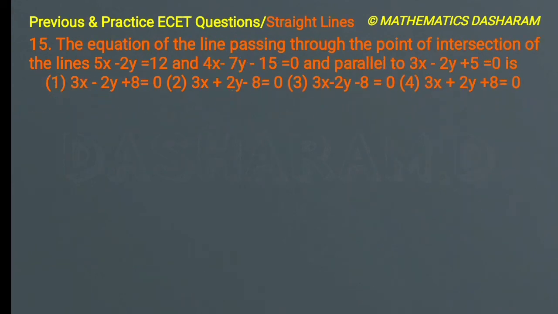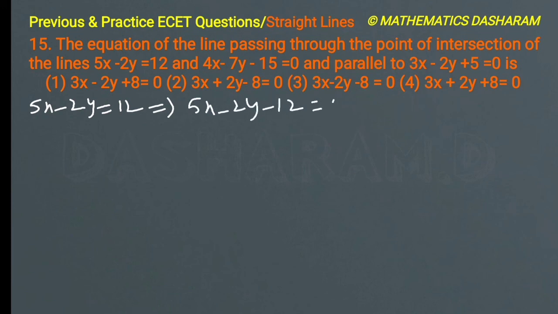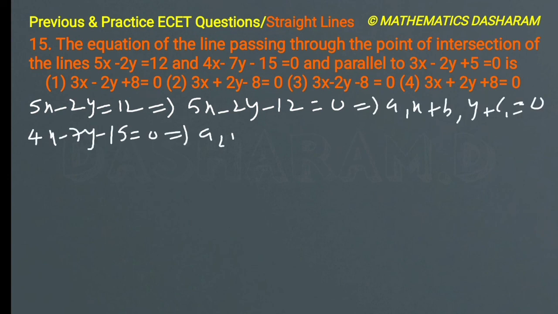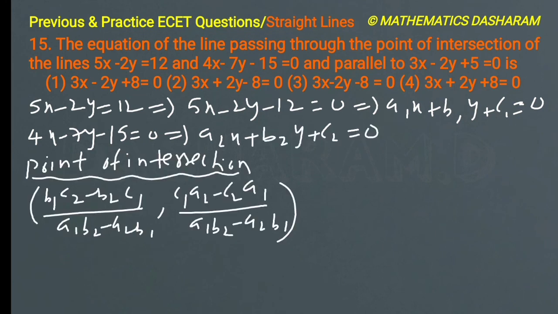Next, the 15th question: the equation of the line passing through the point of intersection of the lines 5x minus 2y equals 12, 4x minus 7y minus 15 equals 0 and parallel to 3x minus 2y plus 5 equals 0 is. So let us write in the standard form 5x minus 2y minus 12 equals 0 and compare with a1x plus b1y plus c1 equals 0. Next, the second equation, compare with a2x plus b2y plus c2 equals 0. In this, substitute the values b1, c2.